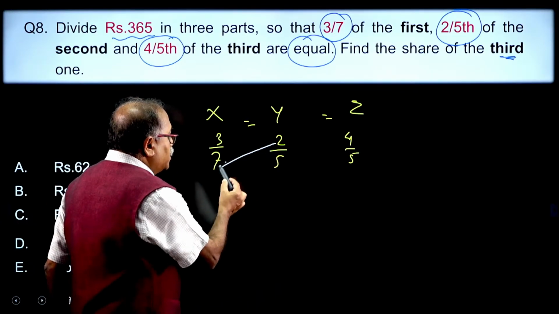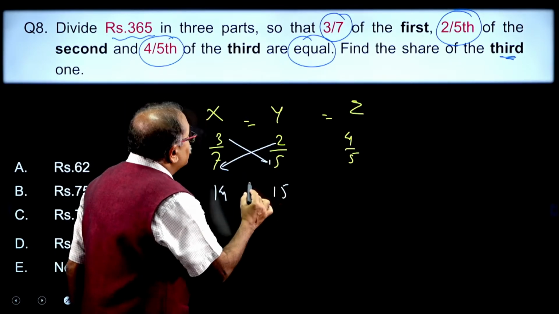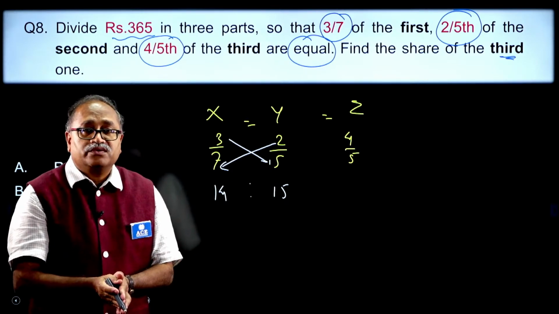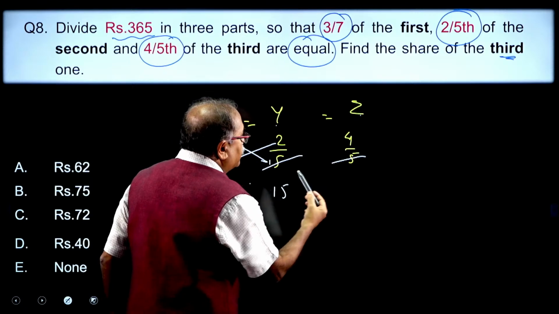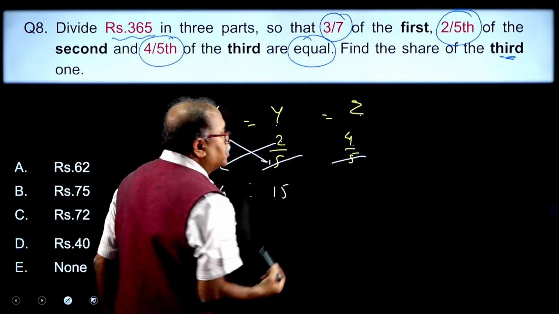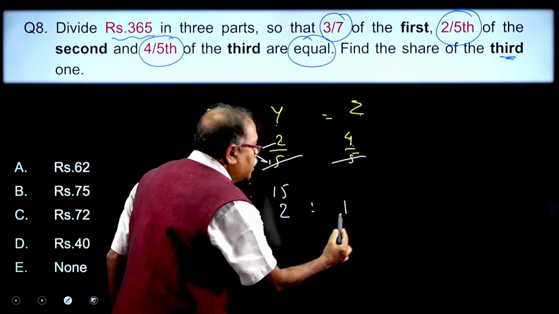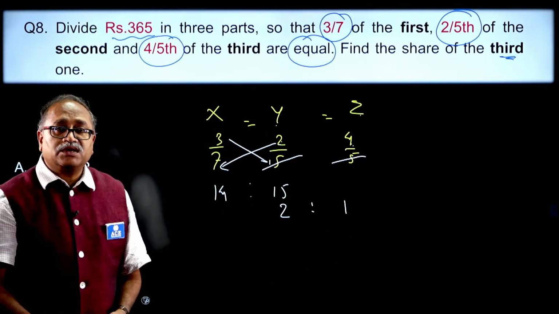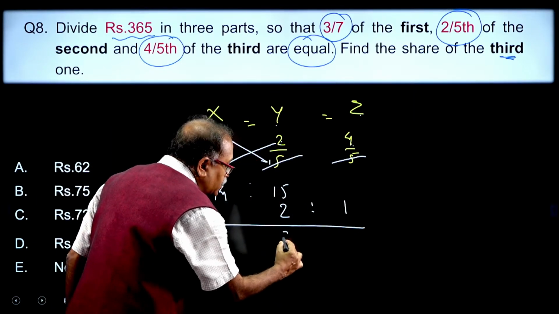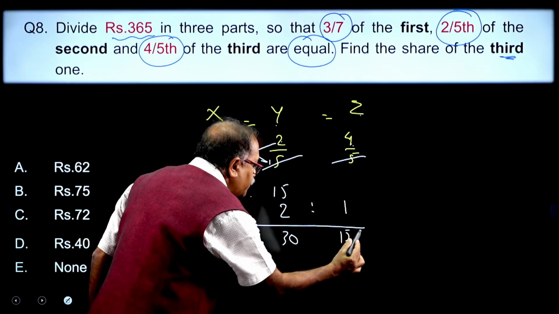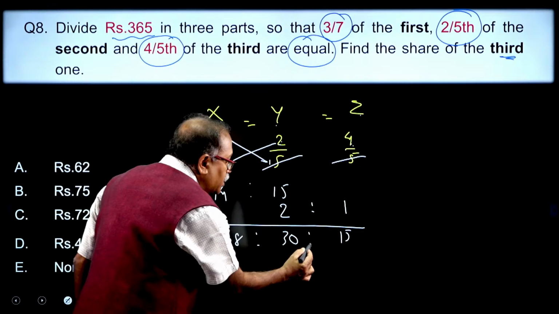So, the best way is 2 into 7, which is 14, and 3 into 5, which is 15. This is my x to y ratio. And what about y to z ratio? Look at this, 5 5 gets cancelled, and this is 1 is to 2. So, 2 will come over here and 1 will come over here. This is what we learn in ratio and proportion. So, here 15 into 2 is 30 and 15 into 1 is 15. 2 into 15 is 30, 2 into 14 is 28. This is what I got as the ratio.